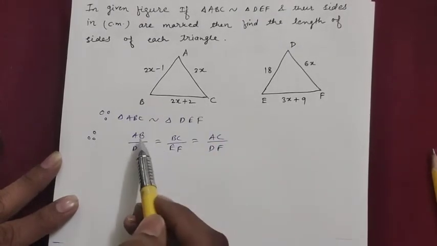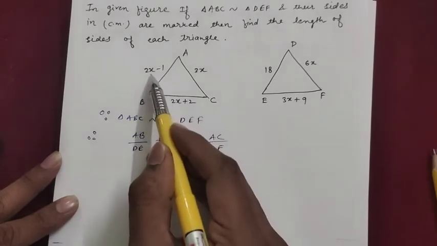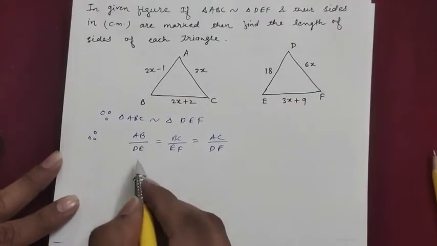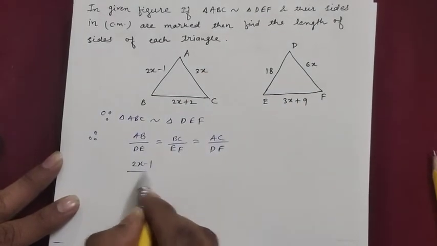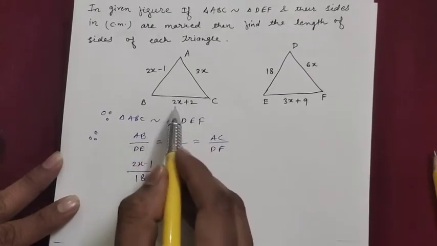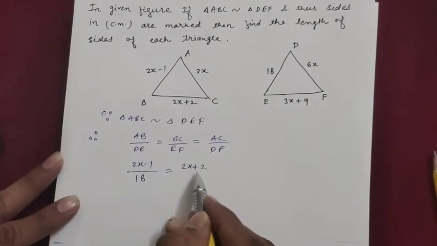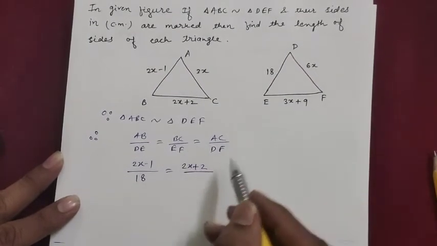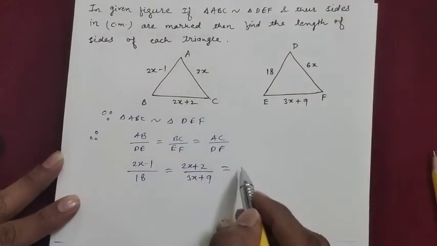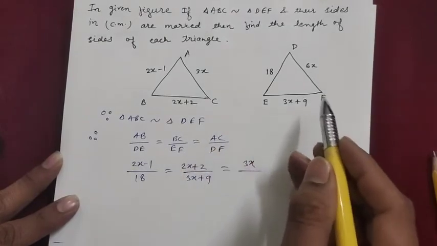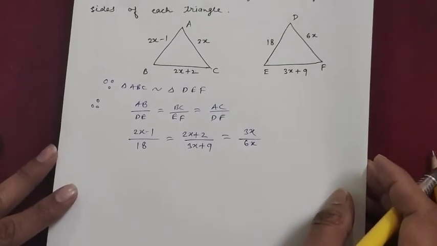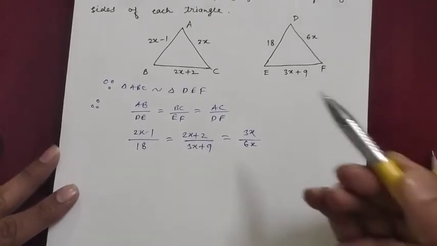Now in order to find the value of x, we just need to put these values over here. So AB is 2x minus 1 upon DE. DE is 18. BC is 2x plus 2, and EF is 3x plus 9, is equal to AC. AC is how much? 3x. And DF is 6x. Now we just need to solve these equations further.